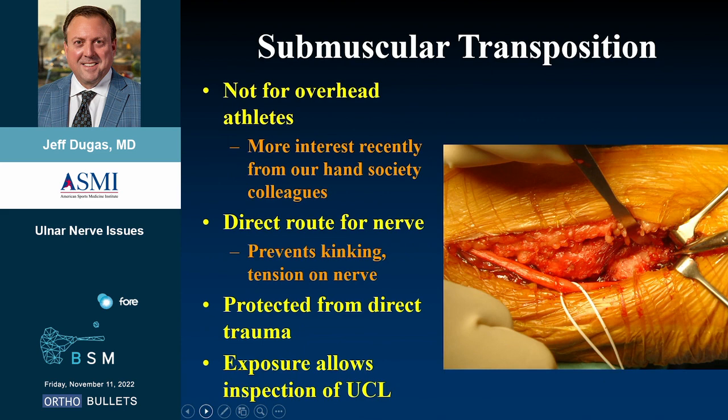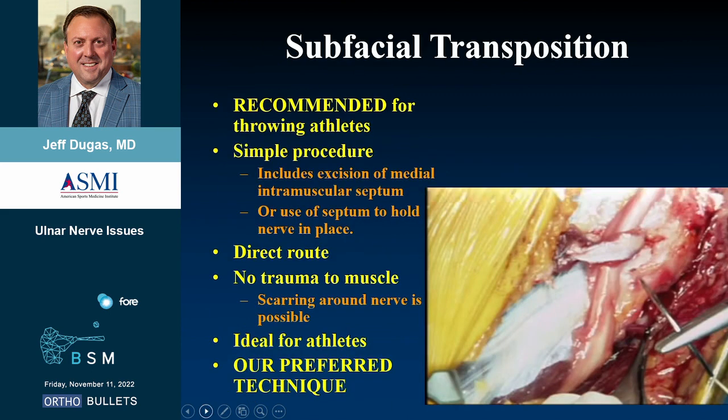Submuscular transposition, again, not for overhead athletes. There is a lot more interest by our hand colleagues. The Hand Society people are really moving in the direction of submuscular, intramuscular transposition. It creates a little more of a direct route, less kinking, and it's protected by the muscle. I don't know how good I feel about this. I've had a couple of hand surgeons, pretty prominent hand surgeons, say they like this for throwers. I'm not at that point yet.